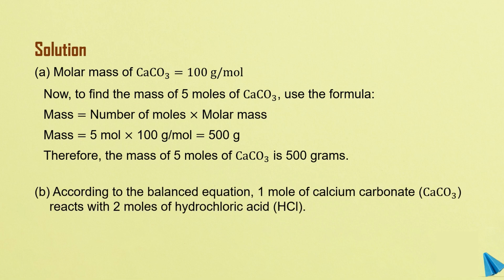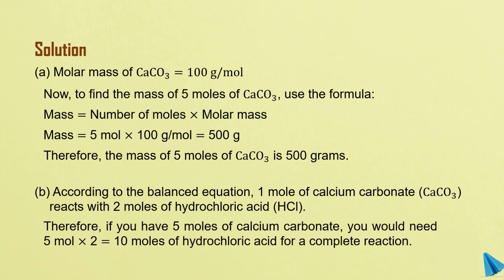The answer to the second one is, according to the balanced equation, 1 mole of calcium carbonate CaCO3 reacts with 2 moles of hydrochloric acid HCl. So if you have 5 moles of calcium carbonate, you will need 5 moles multiplied by 2, that is 10 moles of hydrochloric acid for a complete reaction.